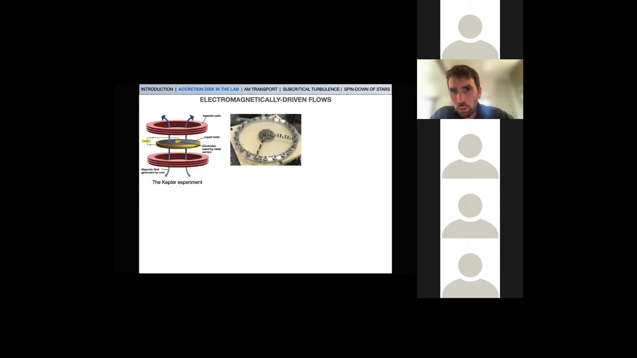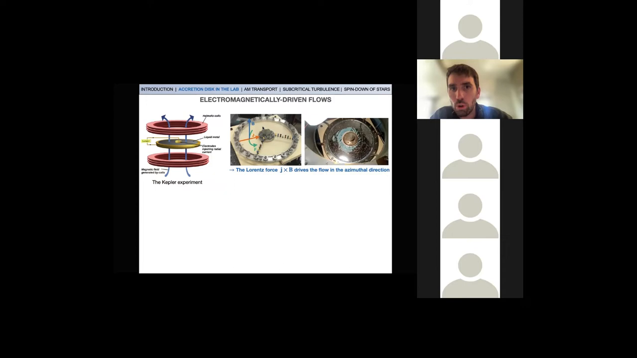So to drive the flow, what we do is put a liquid metal in the space here, and we inject some electrical currents. There is some radial current going from these electrodes to the inner cylinder here. And then we place this disk in between two magnetic coils, which generate a vertical magnetic field. So you have a Laplace force, a Lorentz force, J cross B, which acts on the liquid metal and gives you an azimuthal Lorentz force in the azimuthal direction.